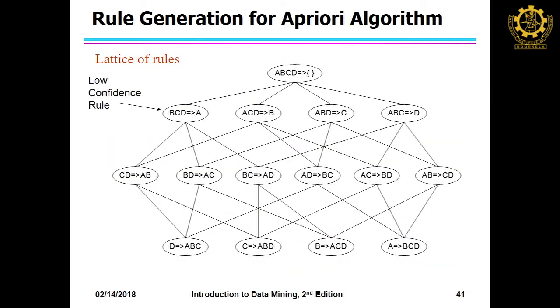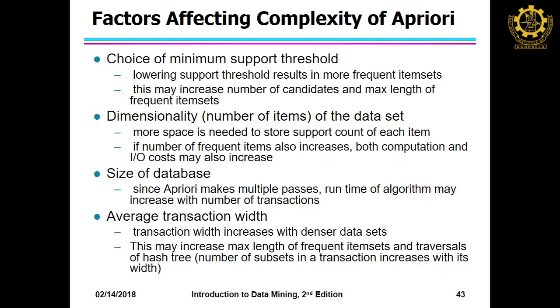So, here is one example. If this is the low confidence rule, then its corresponding supersets, like you see on the right side, AB, AC, AD, will all be low confidence. So, once you identify this one, there is no need to go for its corresponding supersets. There are a few factors which influence the complexity of the Apriori algorithm.